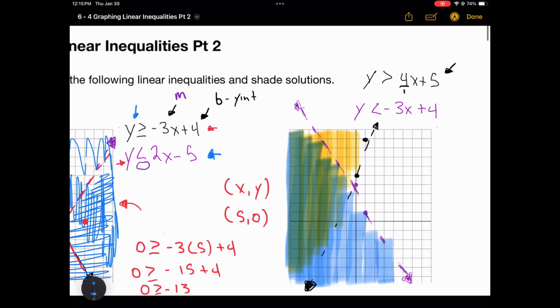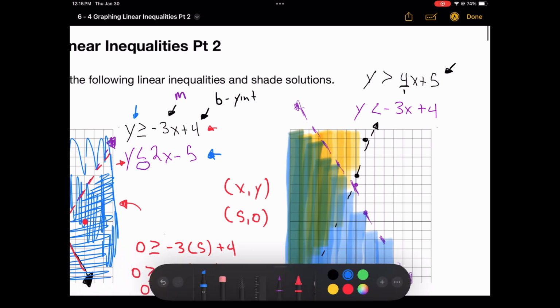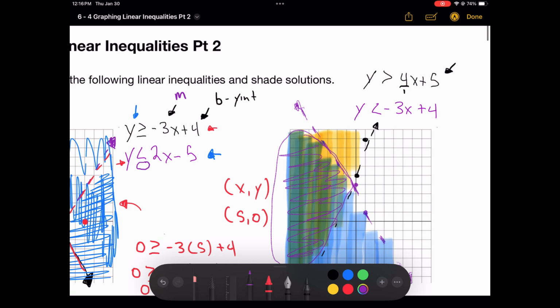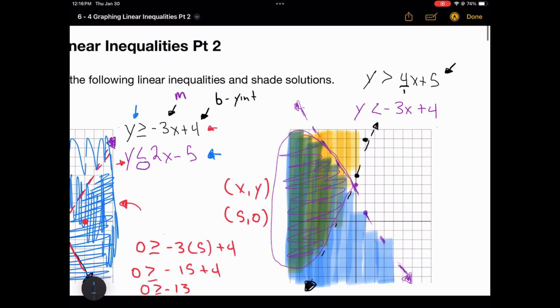Now the place these overlap is where my solution lies. Let's do this in red. The place these overlap is in this area right here. So this is where my solutions lie. The shading will take a little bit of time, but you can only have solution sets in one of the 4 areas. You cannot have solution sets in multiple areas. So here we go, solution sets in one area.